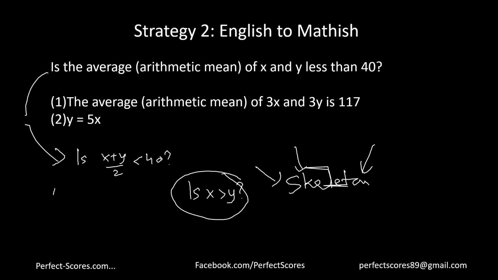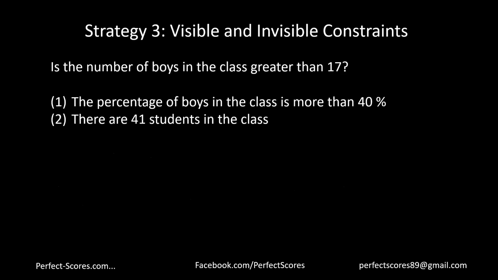If you look at the first statement, how would you do that? The average of 3x and 3y is 117. So (3x plus 3y) over 2 is 117. Okay, so start developing that habit. This is actually way too easy as a statement, but there are going to be complex statements in future where you read the statement and you have to convert it to math, right? So that's strategy number 2.